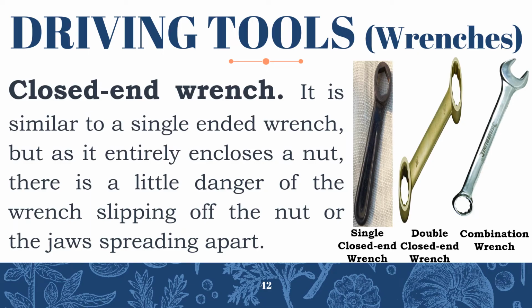Another example of wrench is the closed-end wrench. It is similar to a single-ended wrench, but as it entirely encloses a nut, there is little danger of the wrench slipping off the nut or the jaws spreading apart. We have three examples of closed-end wrench. These are the single closed-end wrench, the double closed-end wrench, and the combination wrench, which is a combination of a single-ended and a closed-end wrench.